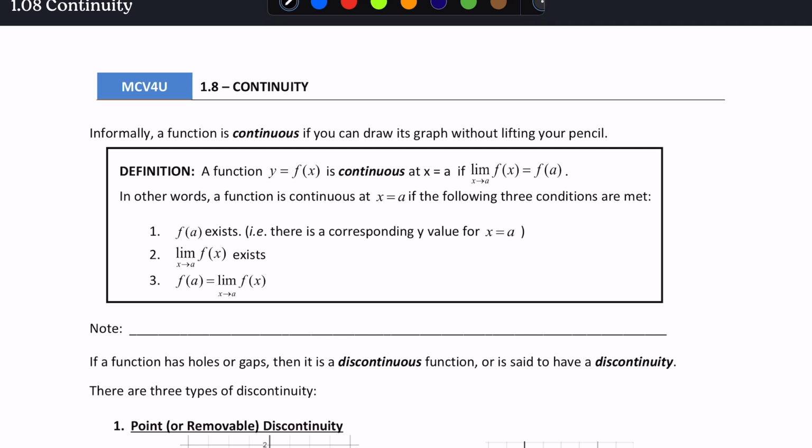Informally, a function is continuous if you can draw its graph without lifting your pencil. For example, if I draw a line here, and I don't stop, that would be considered continuous. If I have to stop, lift up my pencil, and then continue elsewhere, that would be considered not continuous.